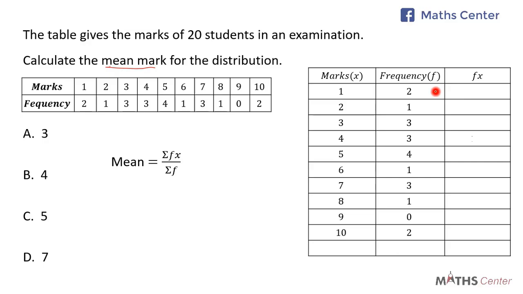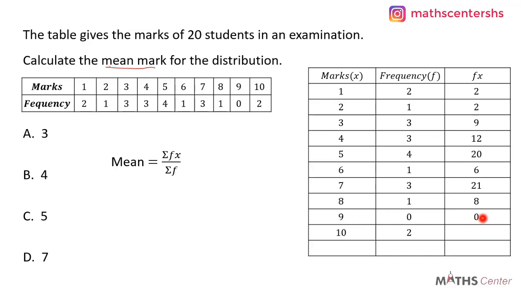So the first one will be 1 times 2, which will give us 2. The next one will be 2 times 1, which is 2. The next one is 3 times 3, which is 9. 4 times 3 is 12. 5 times 4 is 20. 6 times 1 is 6. 7 times 3 is 21. 8 times 1 is 8. 9 times 0 is 0. And 10 times 2 is 20.